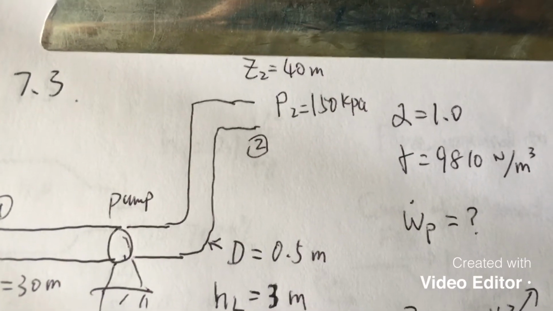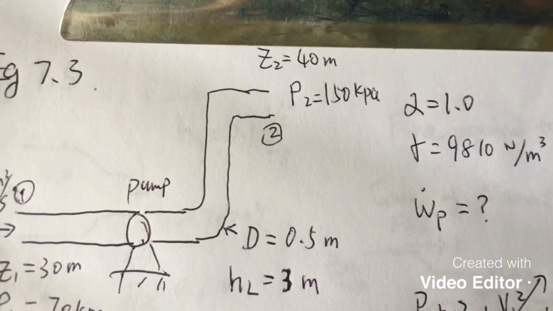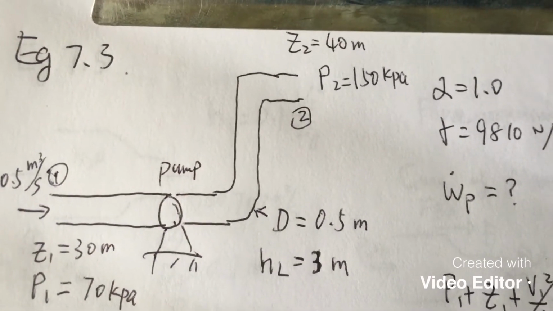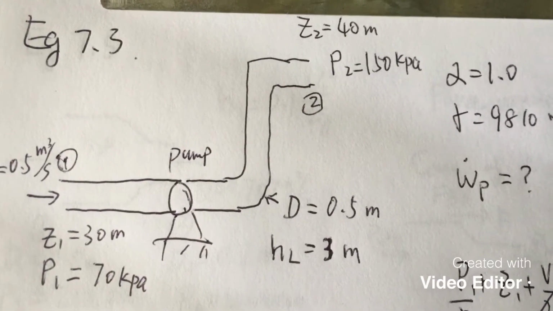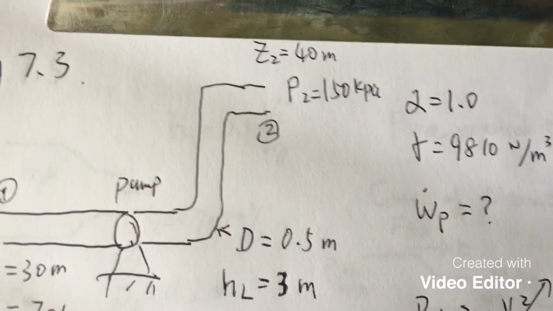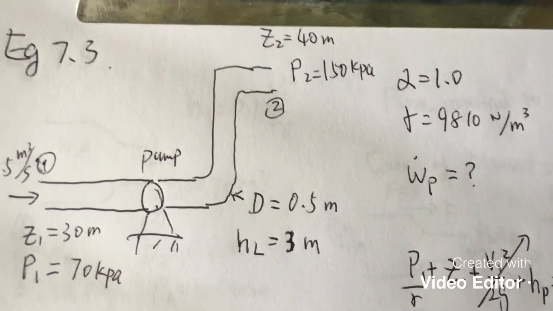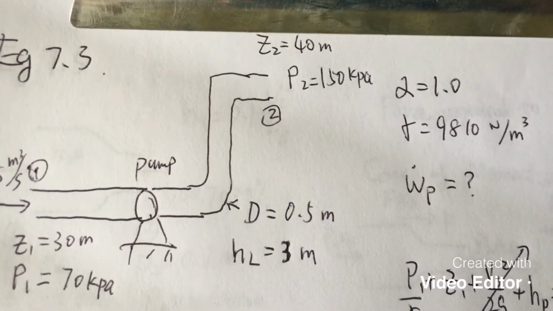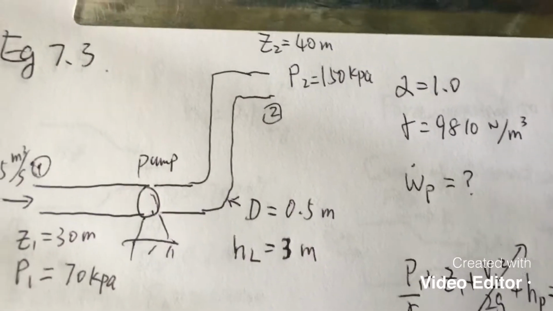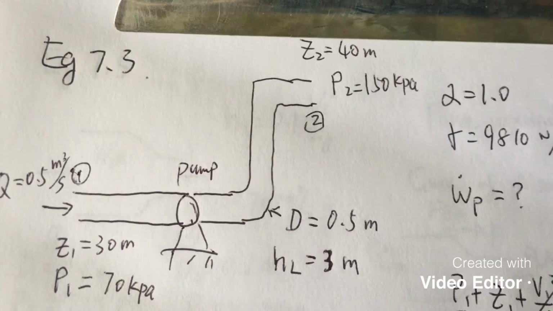So basically, how much power does the pump need to add into the pipe to deliver the water from low location to high location, as well as to increase the pressure from 70 kPa to 150 kPa? So what is the power required by the pump? It is water. Notice the alpha is 1, gamma, the specific weight, is 9810 for the water. So obviously this is a conservation of energy principle problem in the pipe.